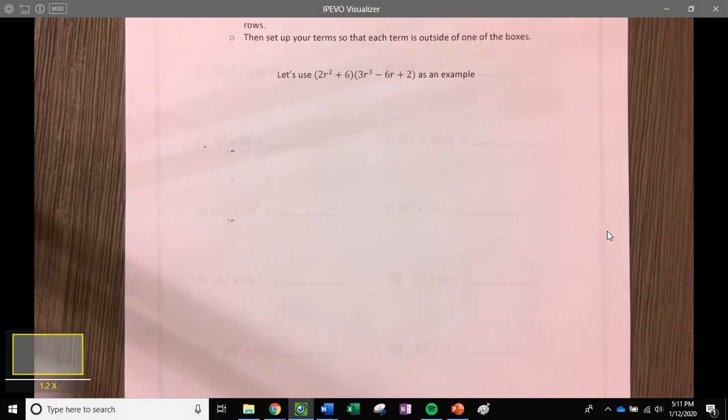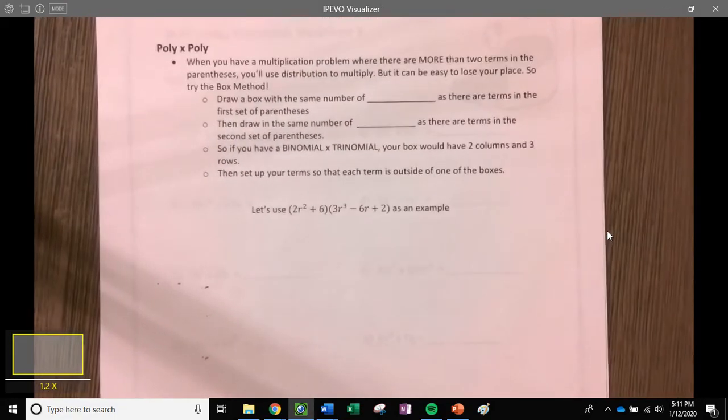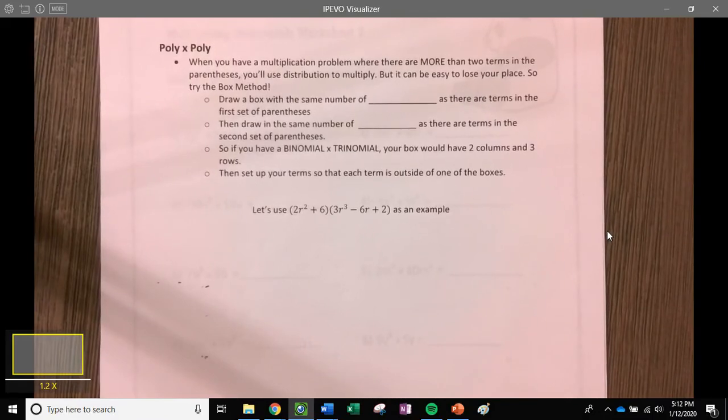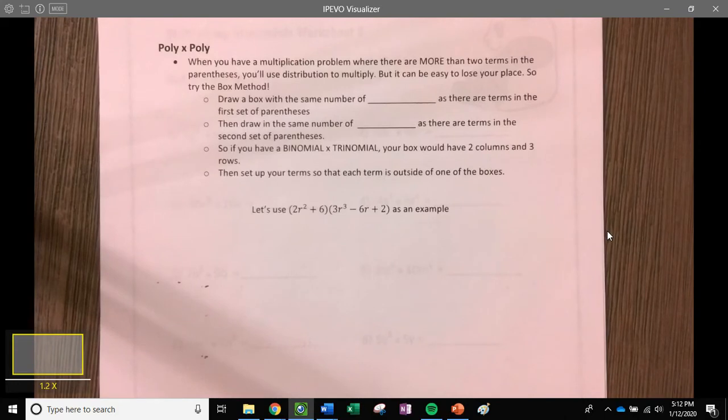And the last thing we're going to talk about in this video is when you have bigger terms than a binomial. When you have a multiplication problem where there are more than 2 terms in the parentheses, again, you're going to use distribution. But it's going to be a little bit more complicated because you've got so many things that you need to distribute. So it can be easy to lose your place. And my favorite way to make sure that you don't lose your place and don't get all mixed up and leave something out or multiply something more than once is the box method.